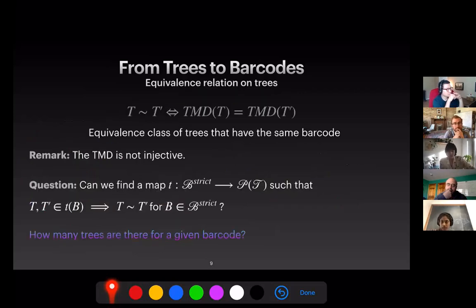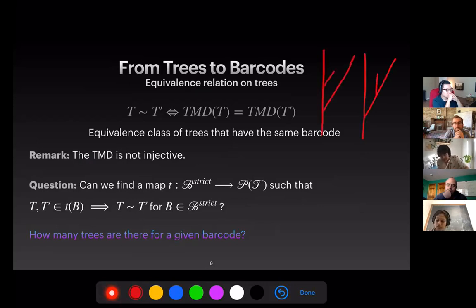So how can we use the symmetric group to define equivalence classes? First, equivalence classes of trees, and then we'll see where the symmetric group comes into place for barcodes. Two trees are equivalent if they have the same barcode, so if their TMDs are equal. A small remark: the TMD is not injective. Typically, if this tree and this tree have the same heights, they have exactly the same barcode, and well, they're different trees.